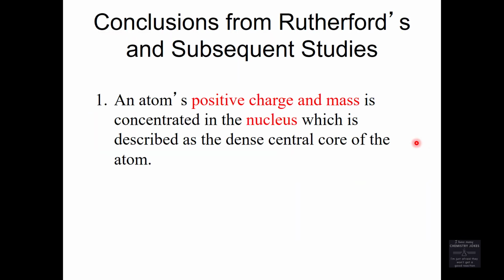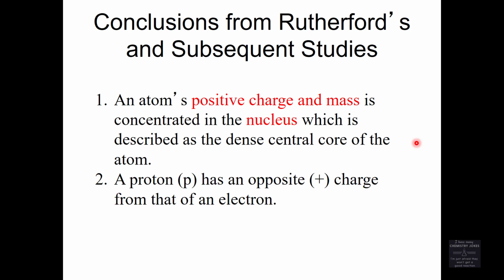So that little dense core he called the nucleus. And he also found out that nucleus is positively charged. So remember I said alpha particles are positively charged? One of the reasons they're deflected the way they are when alpha particles bump into the nucleus is because of their positive charge. There are other reasons too. We'll get into physics one day. So he said the nucleus is in the middle and it's very dense.